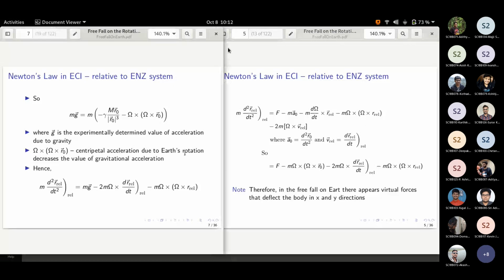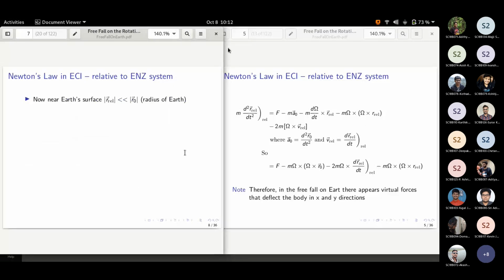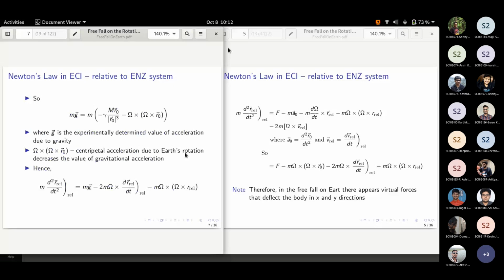Okay, so any questions until now? This is the expression we will be simplifying now, and then writing down the final differential equation. For the solution of that differential equation, we will be making more approximations, of course. The solution of that differential equation will show how the particle will move near the surface of the Earth.